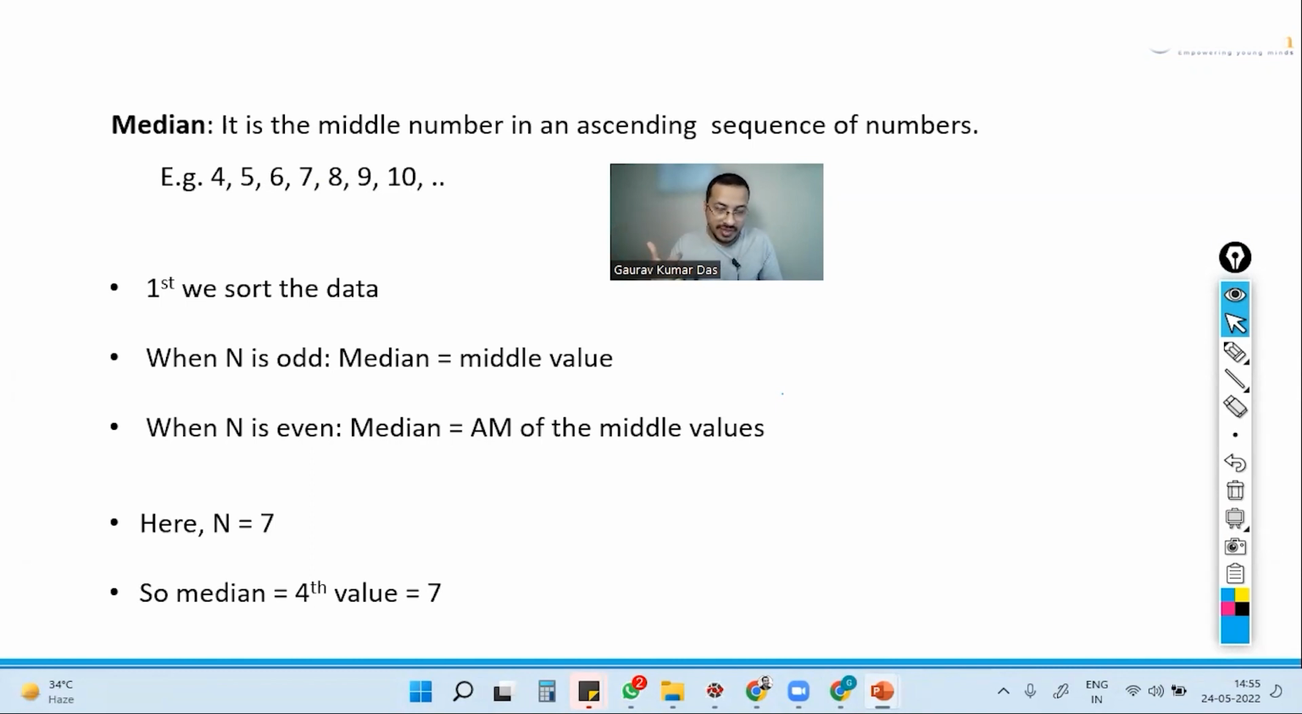So my median value is nothing but my middle value. What's the middle value here? The 4th value, which is 7. That is my median. But if we have an 11, another number here, what will it become? Then we have to take the average of the 7th and the 8th value, which is 7.5. Correct? So that is what it basically means.